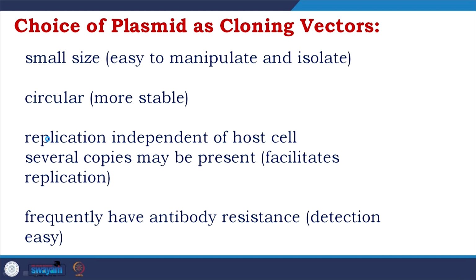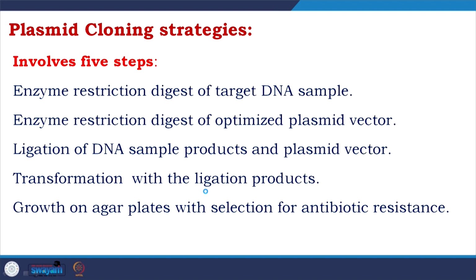Choice of plasmid as cloning vector: small size, easy to manipulate and isolate, circular, more stable, generally easy to handle, replication independent of host cells, several copies may be present, facilitated replication, and frequently have, sorry, it is not antibody, it is antibiotic resistance. So, how do you do the cloning?